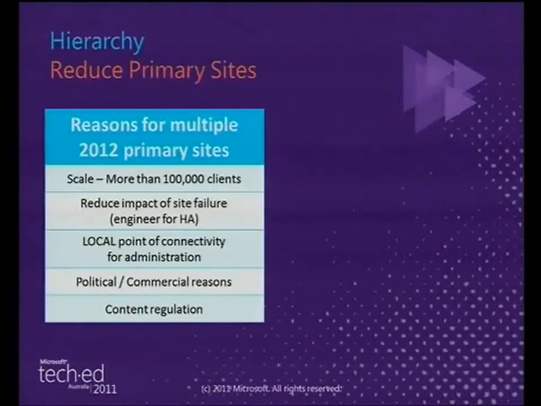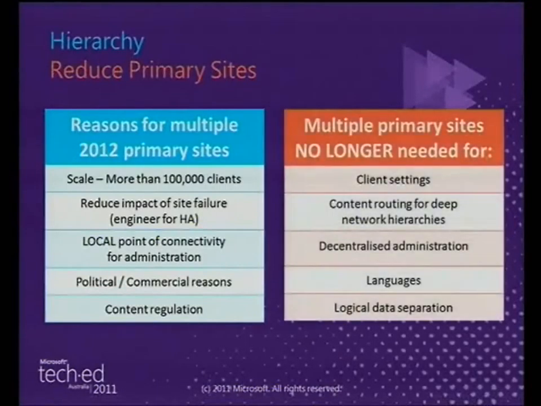If you need to have, for some reason, a local point of connectivity for administration, then having another primary site somewhere else, you might need one. Although a lot of the old reasons for needing primary sites because of administration delegation disappear. There's possibly some commercial or political reasons why you need a branch of your network or a sub-company to have its own kind of separated child primary site that you can easily break off and sell off. But look, for the most part, the reasons that we used to need primary sites in 2007 kind of disappear.